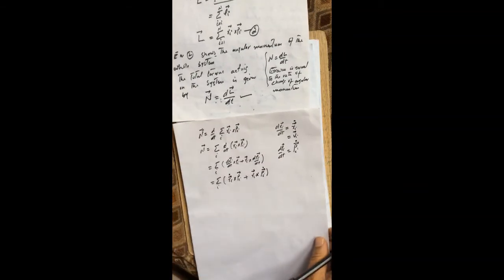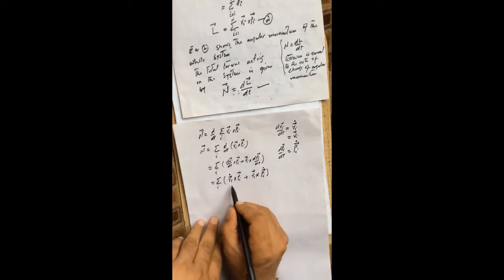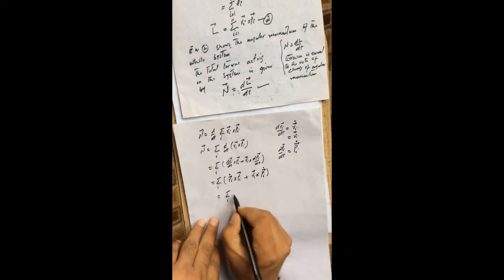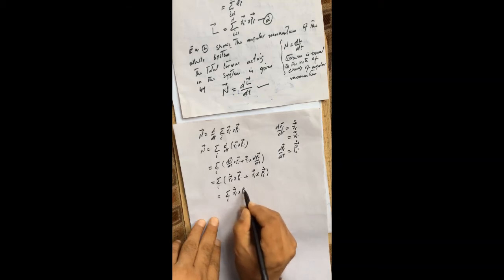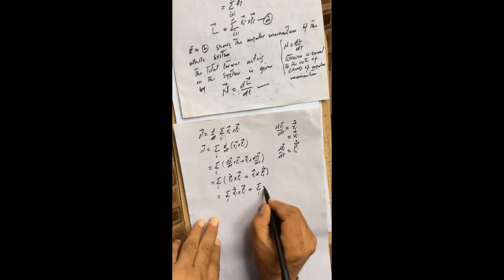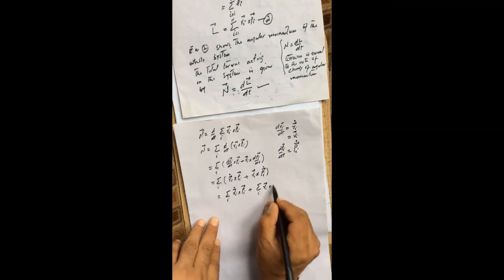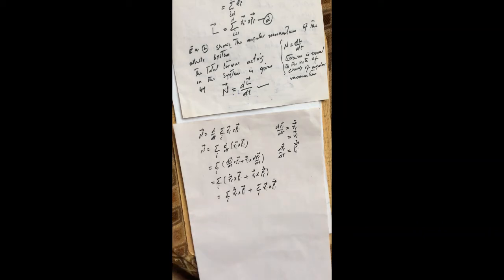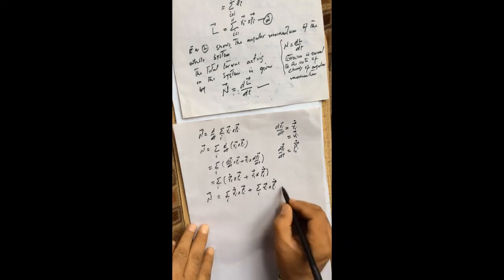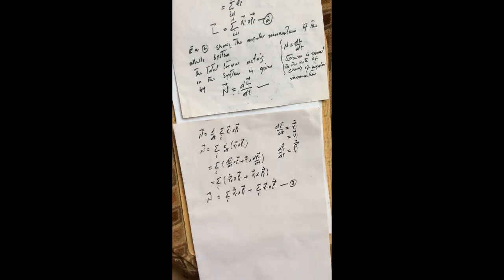Now I apply this summation to each individual term. So here I have sum over i of ri dot cross pi, plus sum over i of ri cross pi dot. Now let's say this is equation number 3. This is the torque.